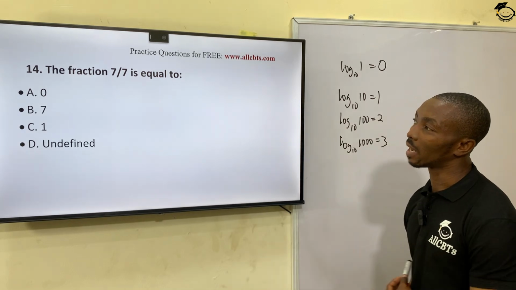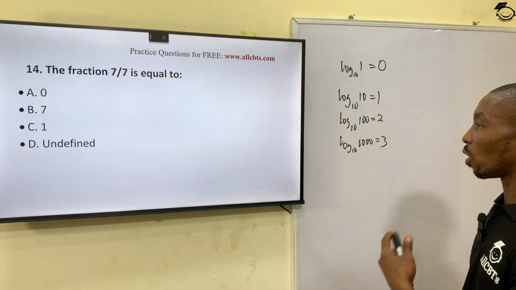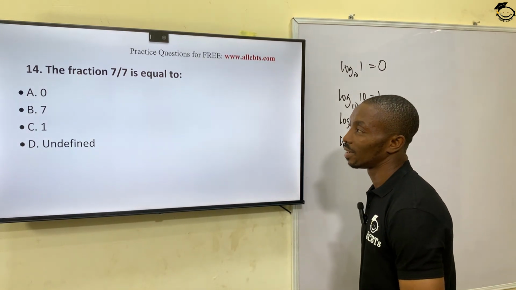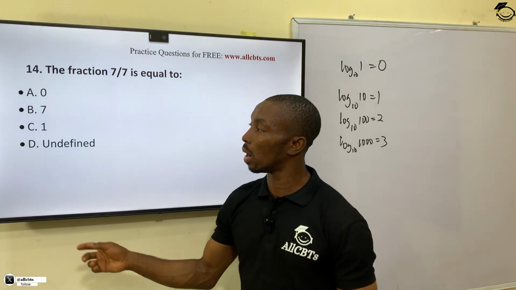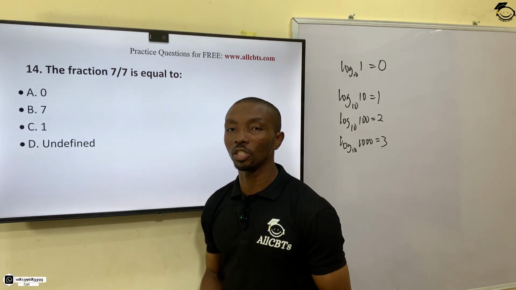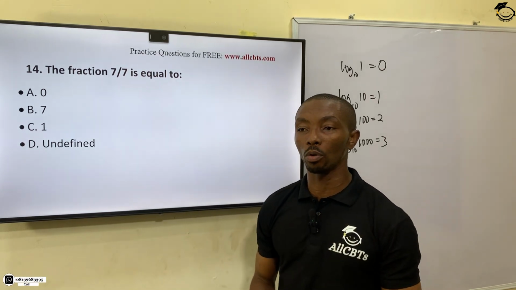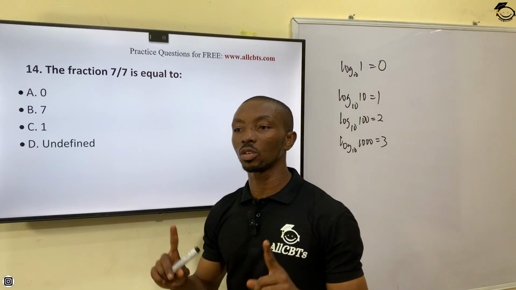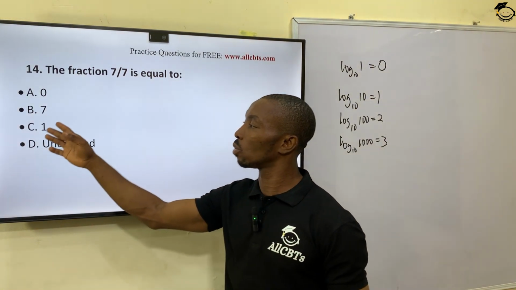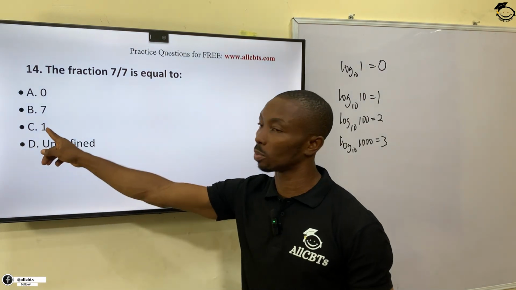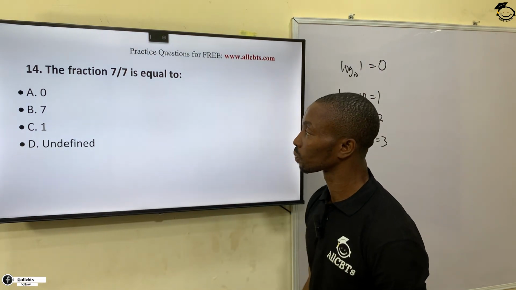The fraction 7 over 7 equals what? All right, 7 over 7 equals 1. You have 7 oranges shared to 7 people. Each individual would get 1 orange. So 7 divided by 7 equals 1, which is option C.